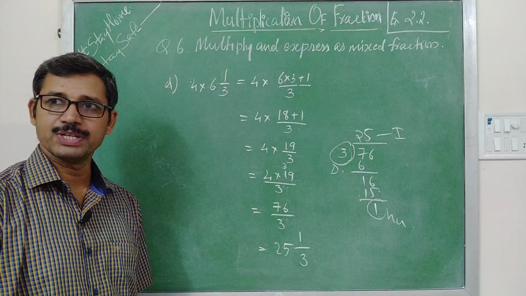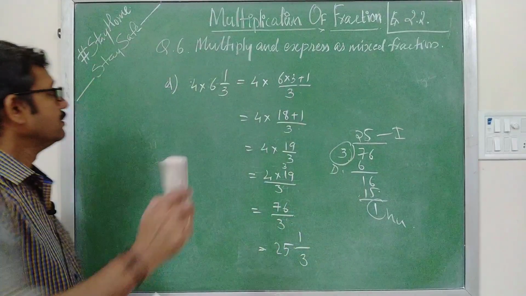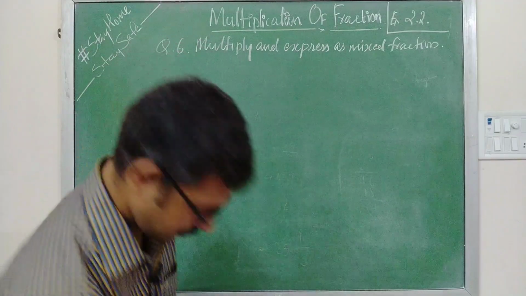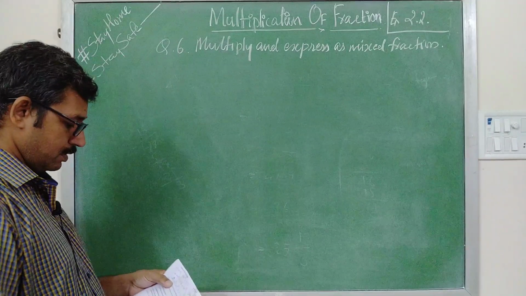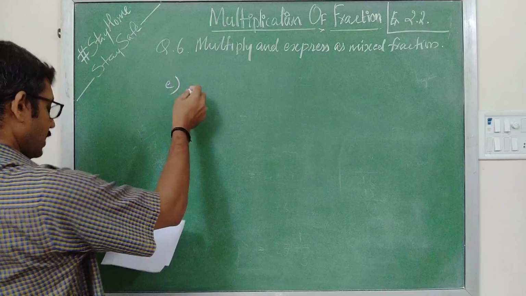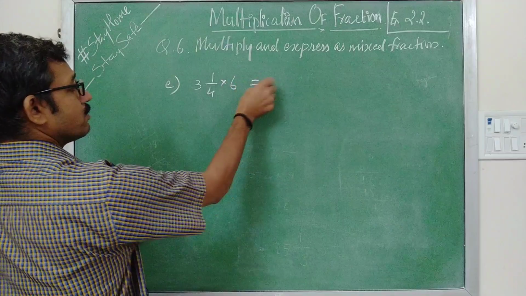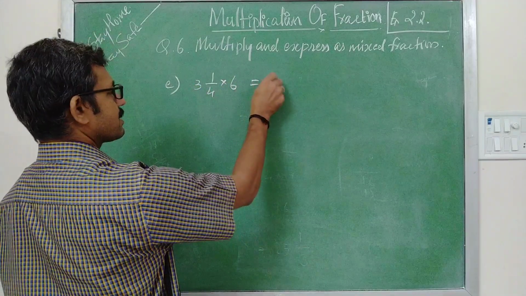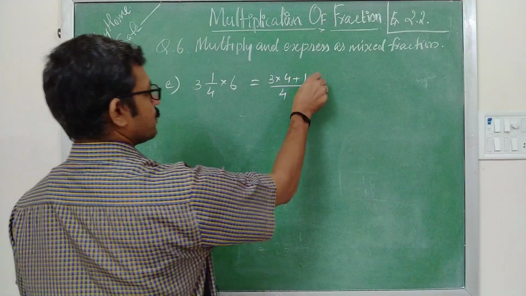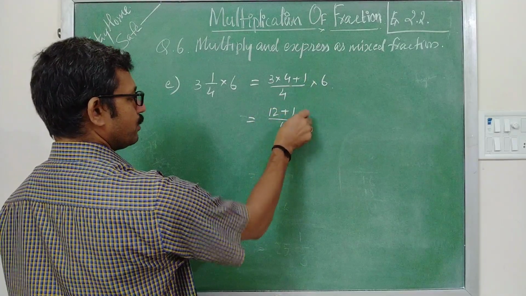Okay, fine. We'll go to the other sum. Here, the fifth sum, E, that is 3 integer 1 upon 4 into 6. Here we have to do this first: 3 into 4 plus 1 upon 4, into 6. Which is equal to 3 fours are 12 plus 1 upon 4 into 6.